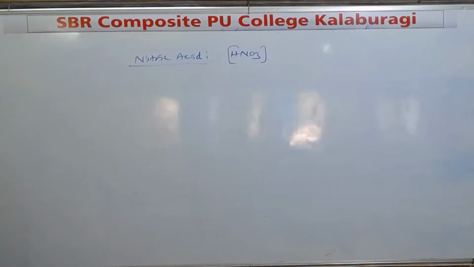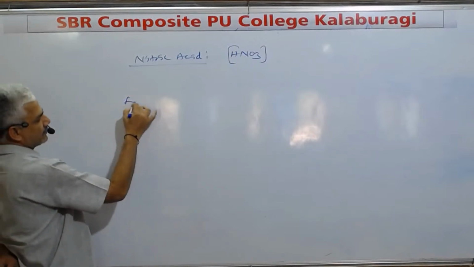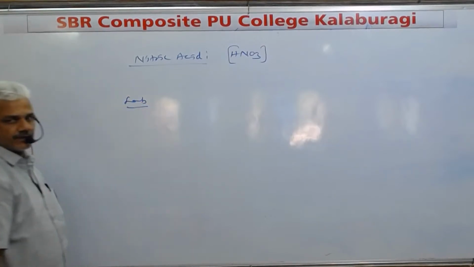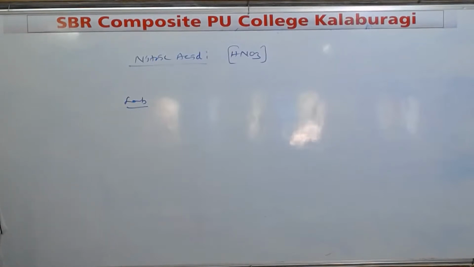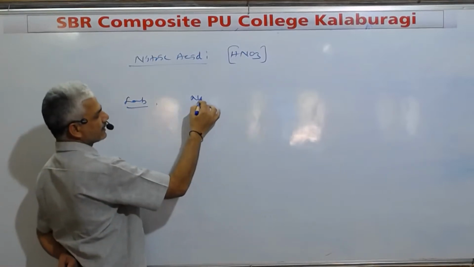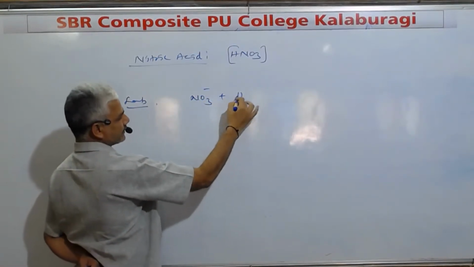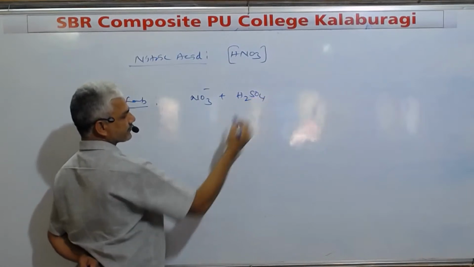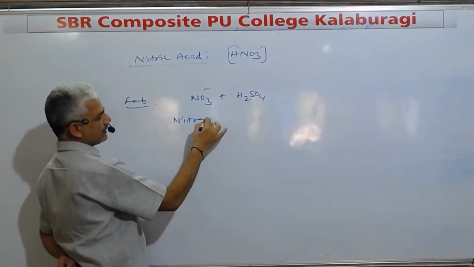So how to prepare it? What are its properties and uses? So preparation methods, we study under two headings: laboratory methods and industrial methods. In the laboratory, nitric acid is prepared by the action of sulfuric acid on any nitrate salt.